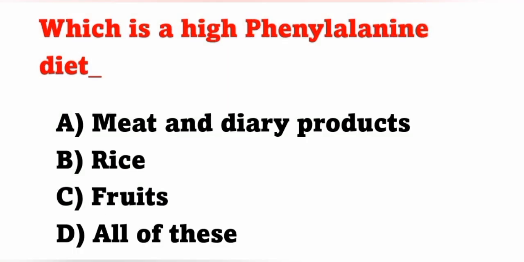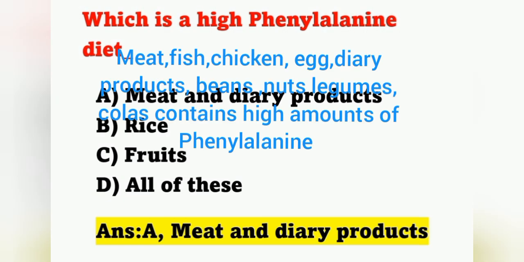Which is the high phenylalanine diet? Options, option A meat and dairy product, option B rice, option C fruits, option D all of this. Among these, which is rich in phenylalanine? And the correct answer is meat and dairy product. Option A is the correct answer.